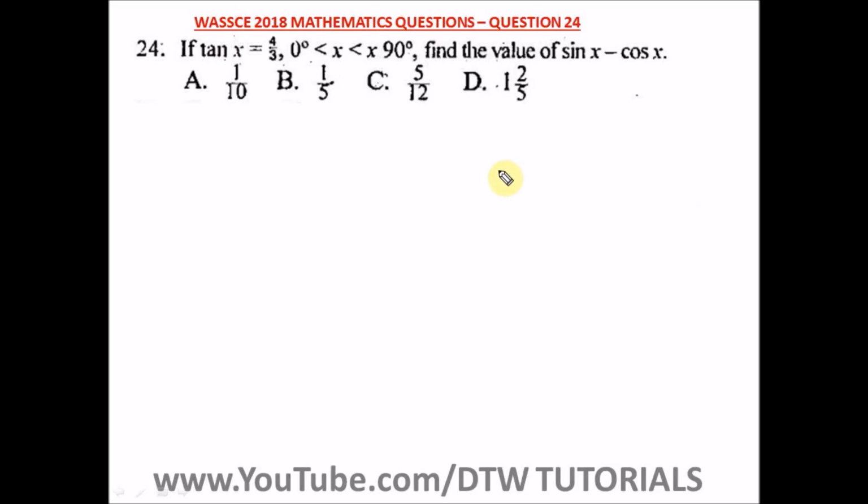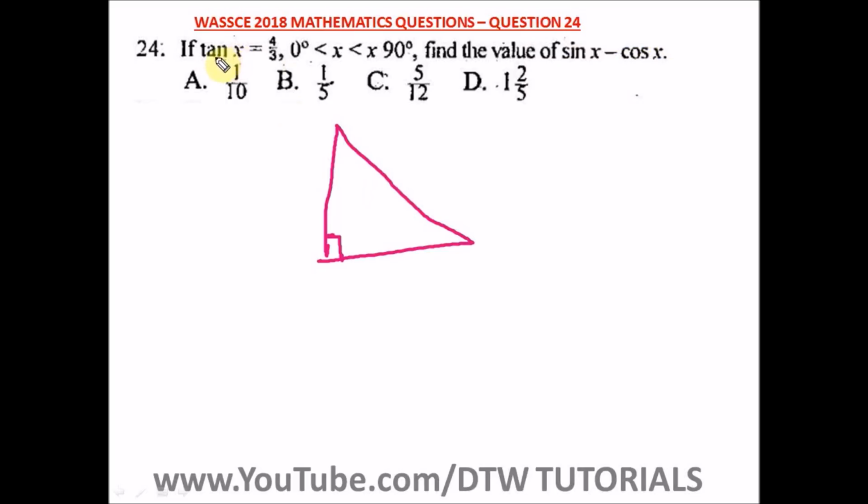Question 24 of the WASSCE 2018 Mathematics Past Question, that's your WAEC 2018. It says if tan X is equal to 4 over 3, and we are having a right angle triangle here, which says 0 degrees is less than X, X is less than 90 degrees. Okay, that's a right angle triangle. Find the value of sine X minus cos X.